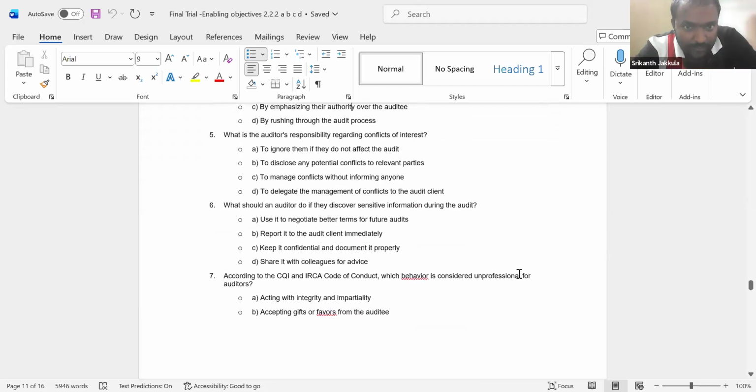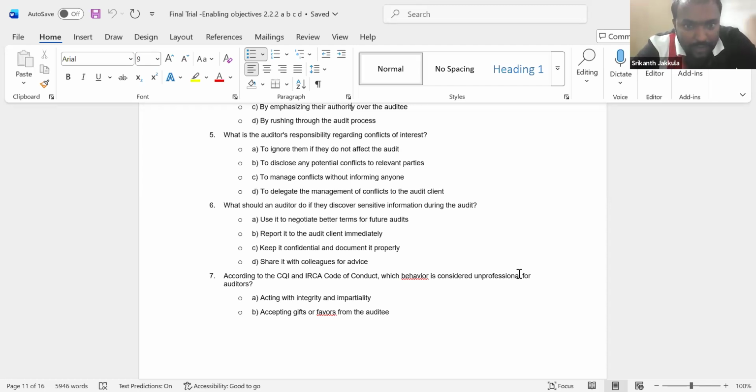Fifth one, sir. What is the auditor's responsibility regarding conflicts of interest? A. To ignore them if they do not affect the audit. B. To disclose any potential conflicts to relevant parties. C. To manage conflicts without informing anyone. D. To delegate the management of conflicts to the audit client. No, B. To disclose any potential conflicts to relevant parties. B, yeah, correct.